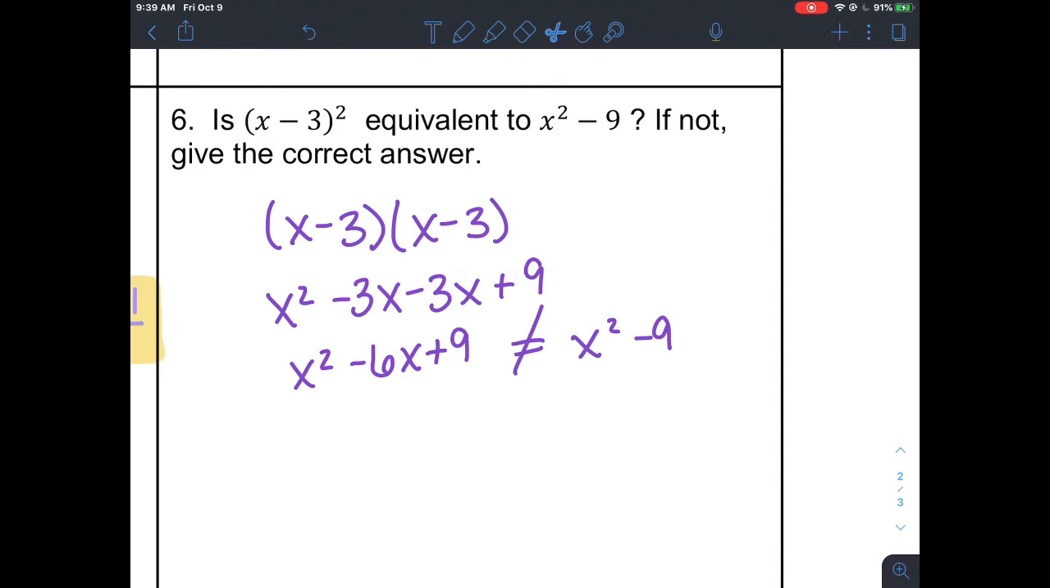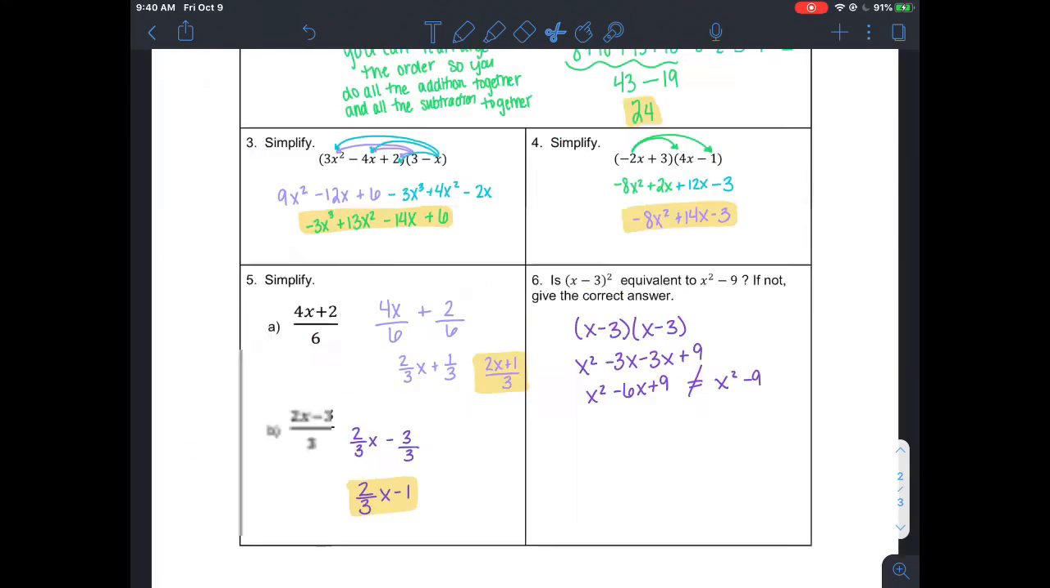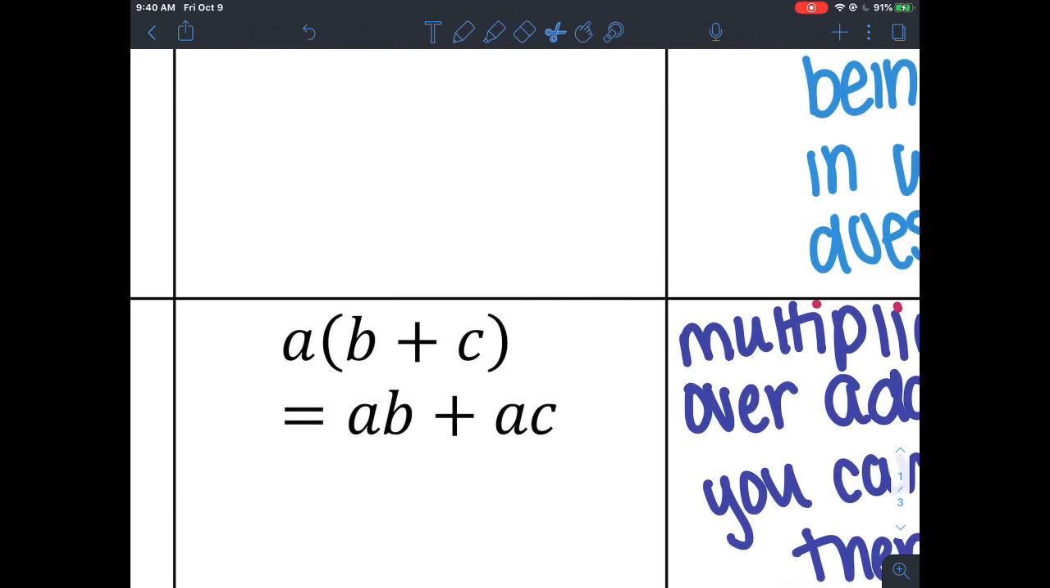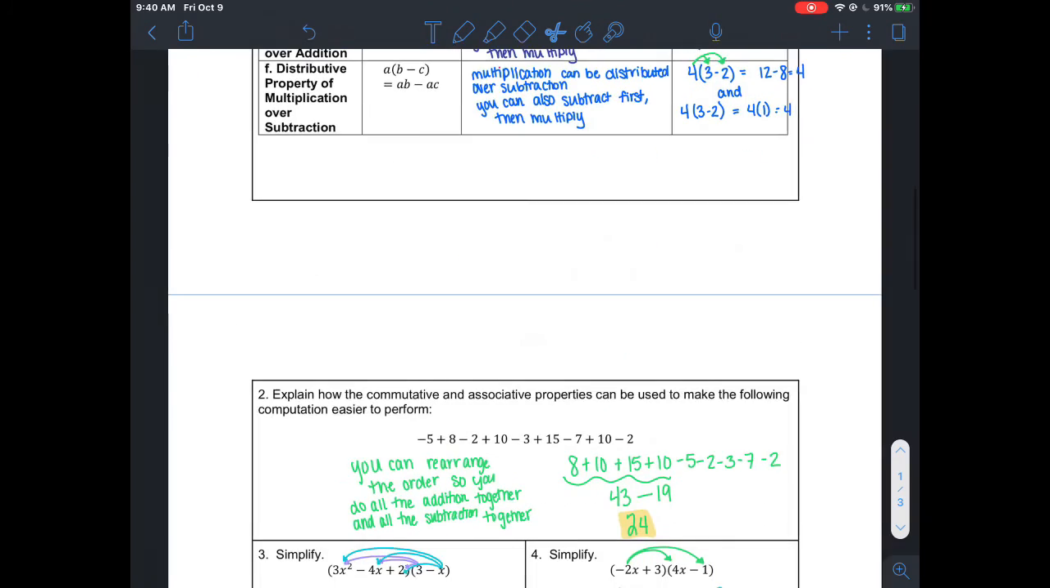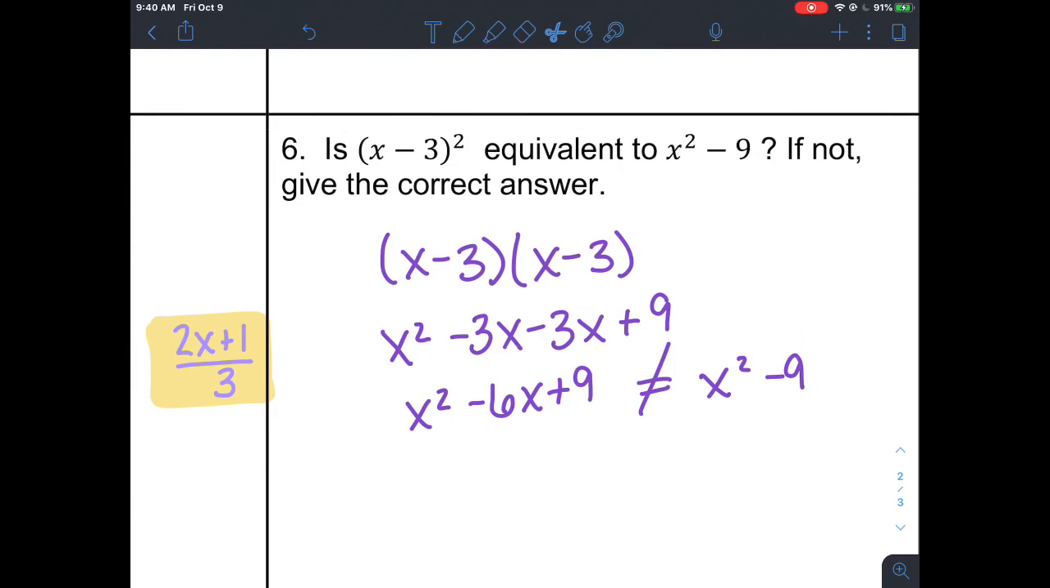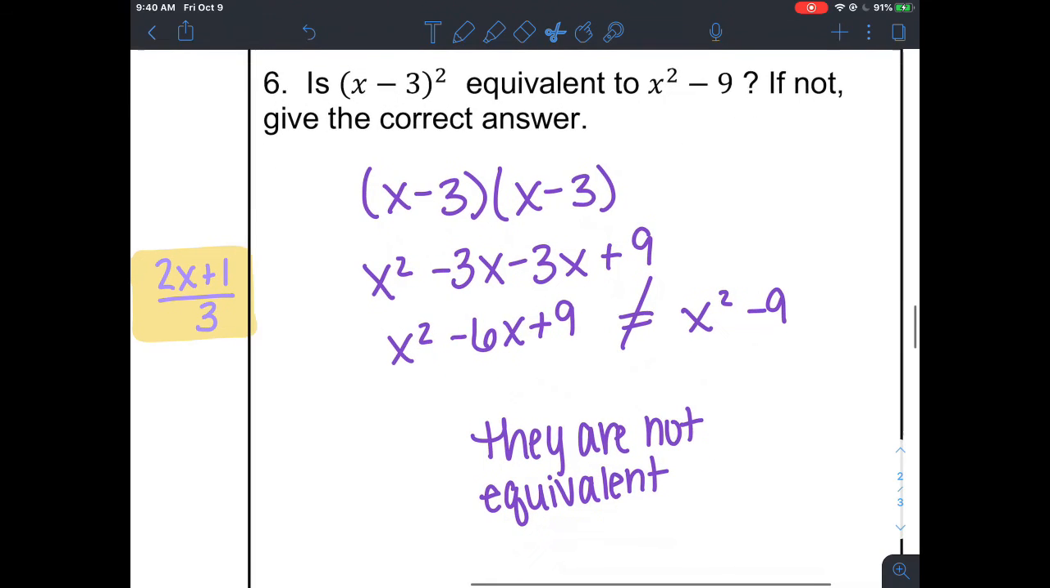So what this is saying is you cannot distribute a square over subtraction or addition. The distributive property was distributing a number or a variable in the front over addition, but we cannot do that. We can't apply that same thing to an exponent because an exponent means that we're multiplying by itself. So they are not equivalent.